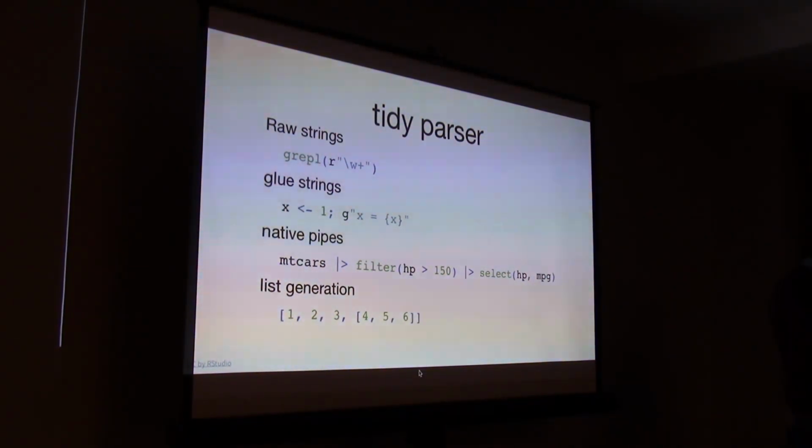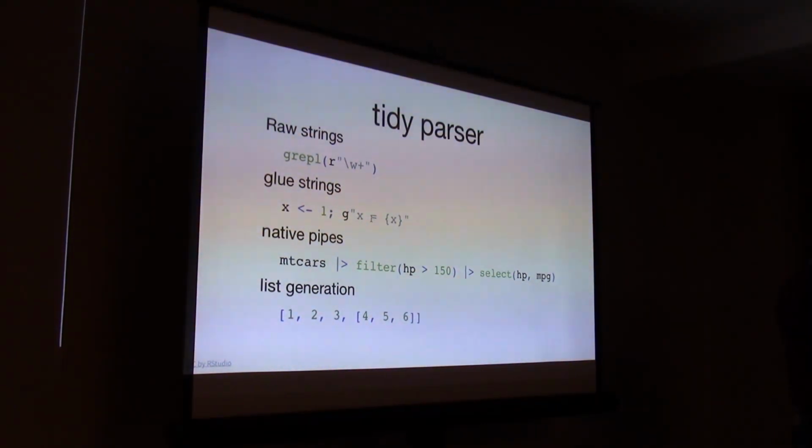The last example is the tidy parser. This is built on top of the base R parser. It embeds a modified version of the base R parser in the package. Some features of the tidy parser are raw strings. Typical quoted strings in R have backslash escapes. Raw strings treat the whole string as just raw text, so the backslashes don't mean anything. This is useful for writing regular expressions, and also things like paths on Windows.